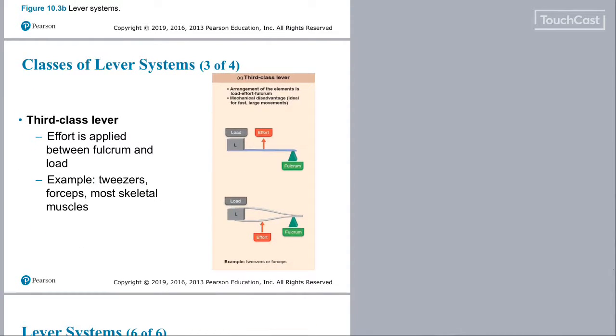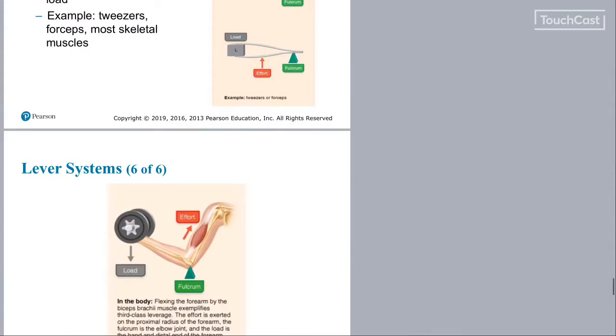In a third-class lever, the effort is applied between the fulcrum and the load. As you can see, a pair of tweezers or tongs that you use to turn food are a good example of third-class levers. The fulcrum is the end of the tweezers where they are connected. You apply the effort midway down by pushing down on the tongs or the tweezers, and the load is whatever object you're picking up farthest at the end.